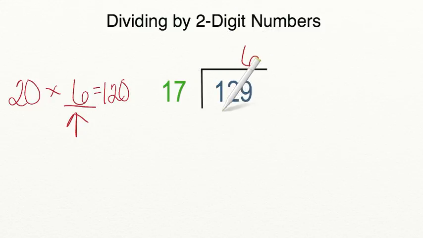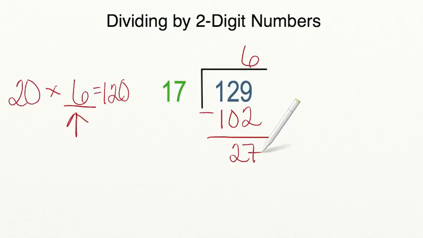17 times 6 equals 102. When we subtract 102 from 129, we get 27. Uh-oh, 27 is greater than our divisor, which is 17. That means that our quotient is incorrect. We need to raise our quotient up one more.